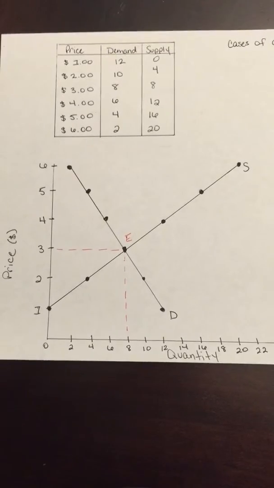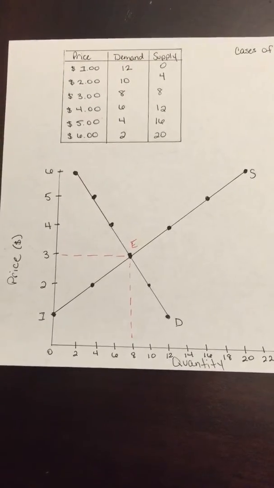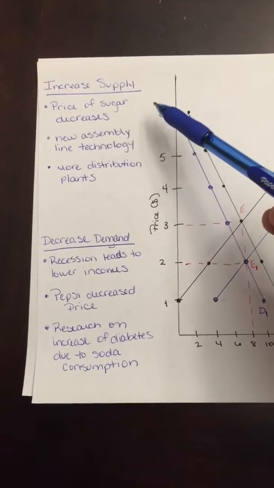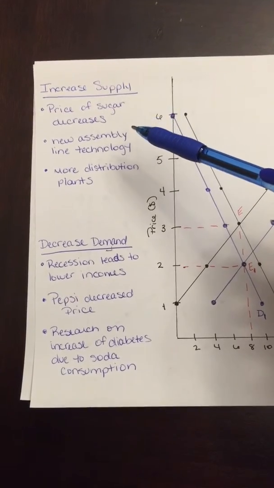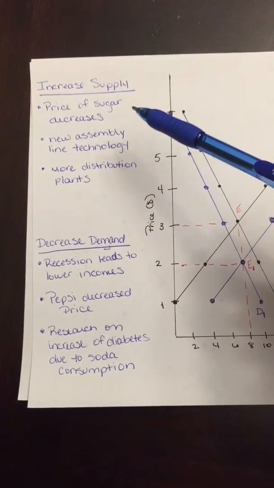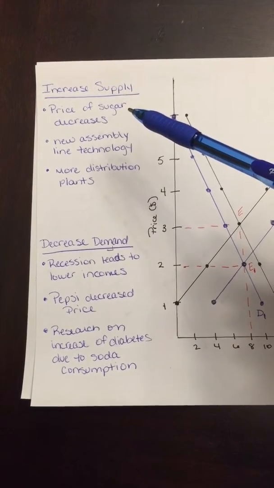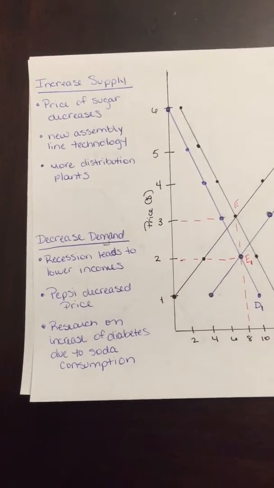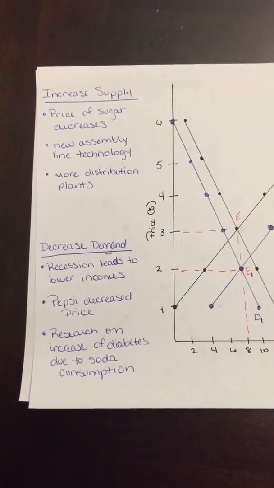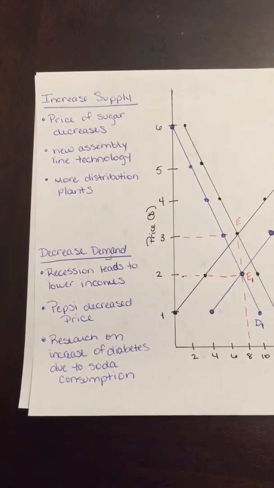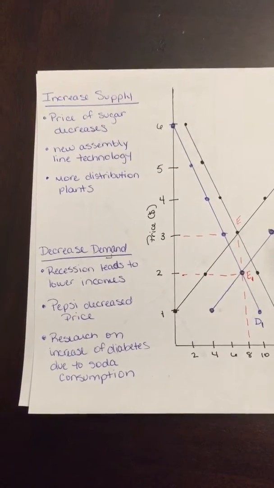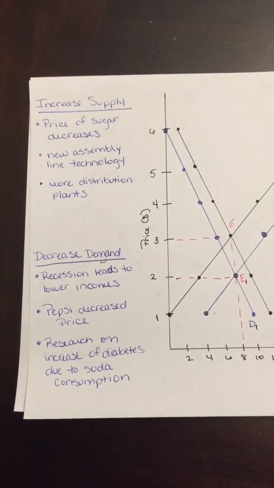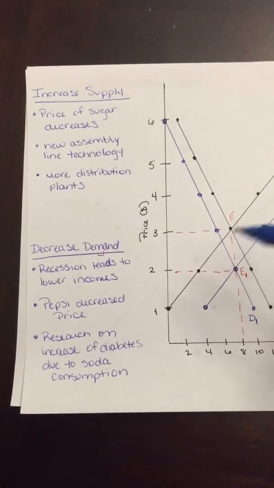Now, in looking at possible scenarios that may affect this particular graph, I looked at several different ones. To increase the supply, I looked at the possibility of the price of sugar decreasing, since that's an input that may affect and increase our supply. Secondly, I looked at new assembly line technology that might increase our production of the cans of Coke, that might help increase the supply. And then thirdly, looking at more distribution plants for the company that can increase the supply all over the country.